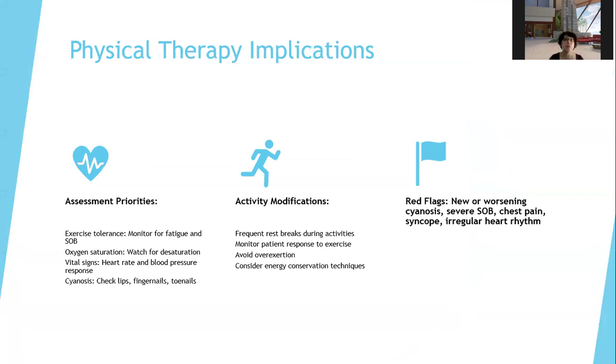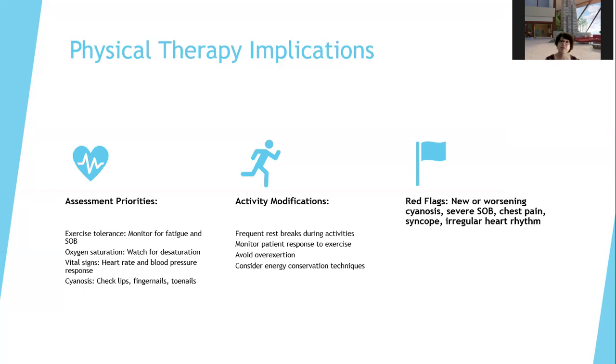So in physical therapy, assessment priorities include assessing exercise tolerance. We're monitoring for fatigue and dyspnea, shortness of breath. Oxygen saturation, we're going to watch for desaturation. We're going to take heart rate and blood pressure response before, during, and after exercise. And we're going to look for signs of cyanosis around the lips, fingernails, and toenails.